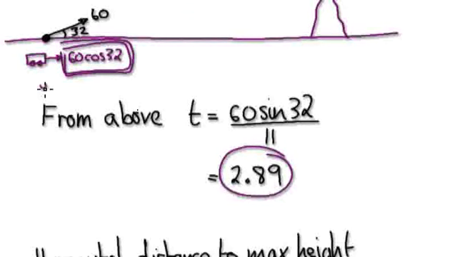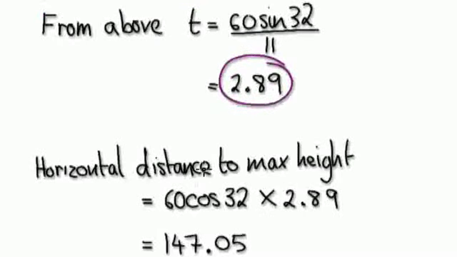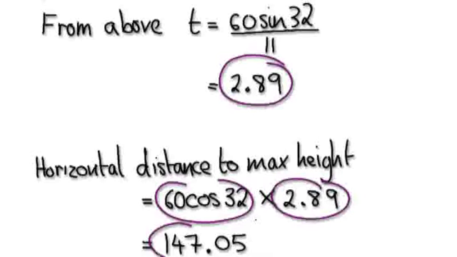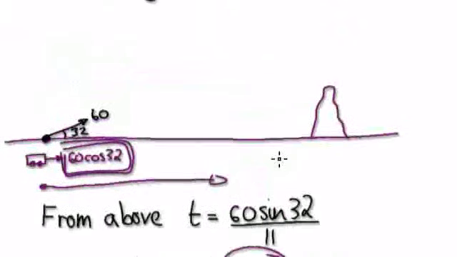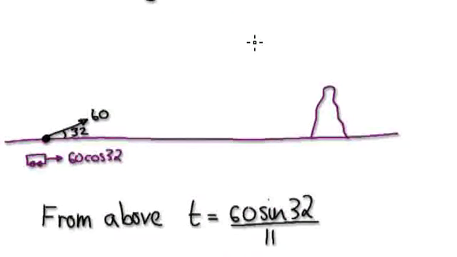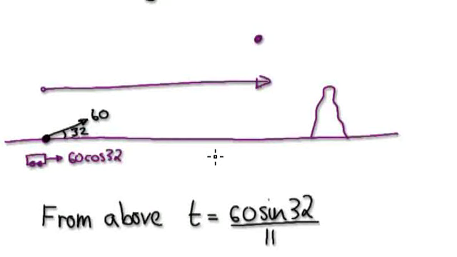That will tell you how far you would have traveled just to get to the maximum height. Okay, so here, get this times this, and this number here represents the distance now. Okay, so the maximum height is here. We know the time. We know it takes 2.89 seconds to get here.